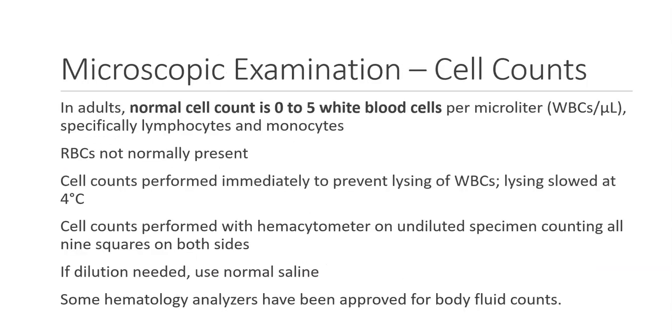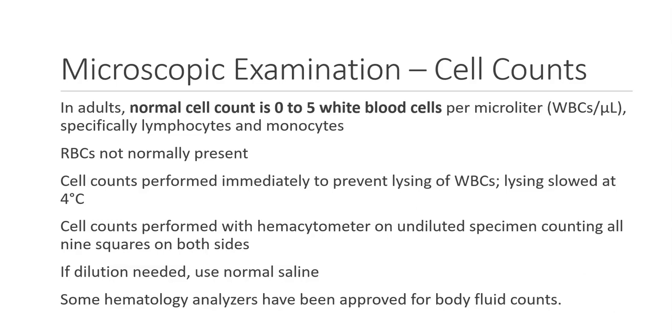Moving on to the microscopic examination, cell counts. In adults, the normal cell count is 0 to 5 white blood cells per microliter, specifically lymphocytes and monocytes. So again, it's normal to have a very small number of white cells in the fluid. Red cells are not normally present.